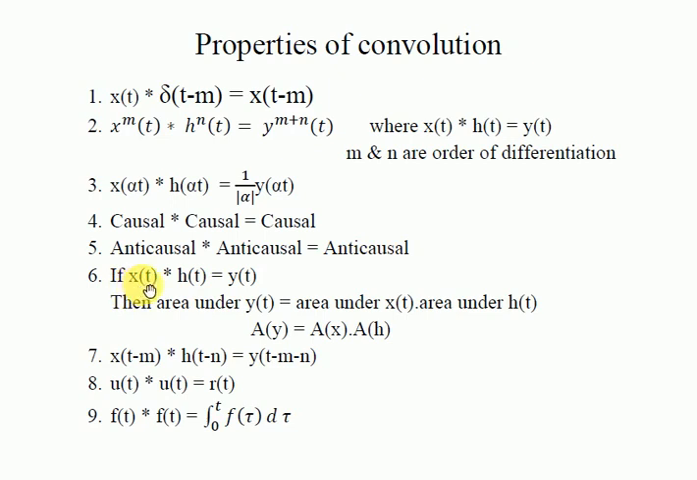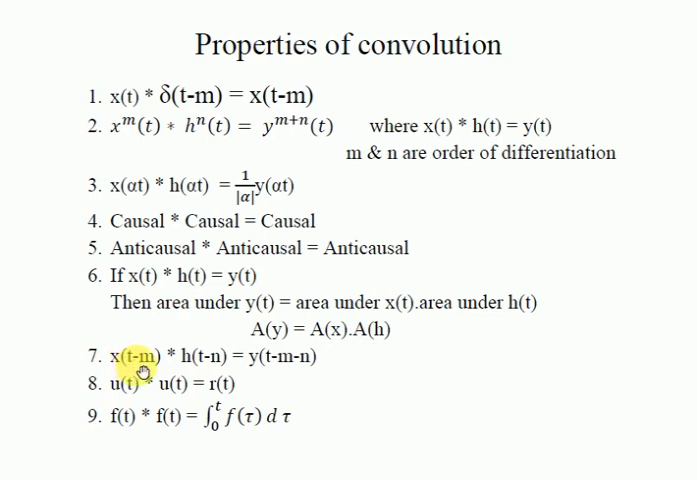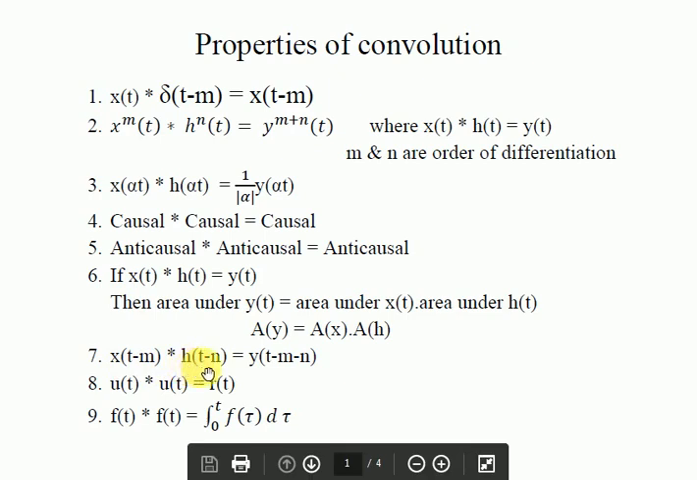So the sixth important property: if y of t equals x of t convolution with h of t, then the area under y of t will be equal to the multiplication of the area under x of t and the area under h of t. This is important. The next property, which was not covered in the previous lecture, is x of t minus m convolution with h of t minus n; you will get the output y of t minus m minus n. You will get the output shifted by m plus n to the right side, because it is minus, so the right side shift will be there. This is important.